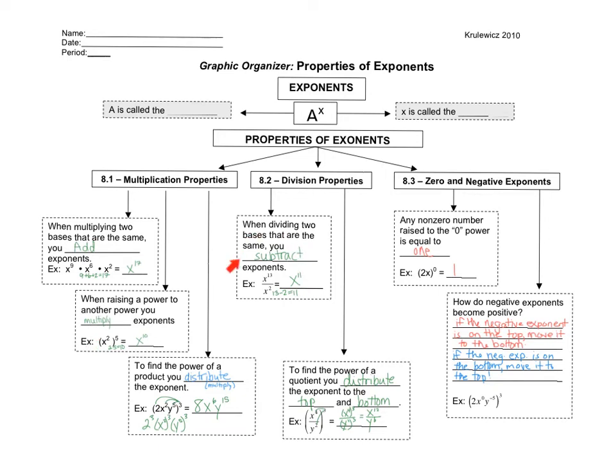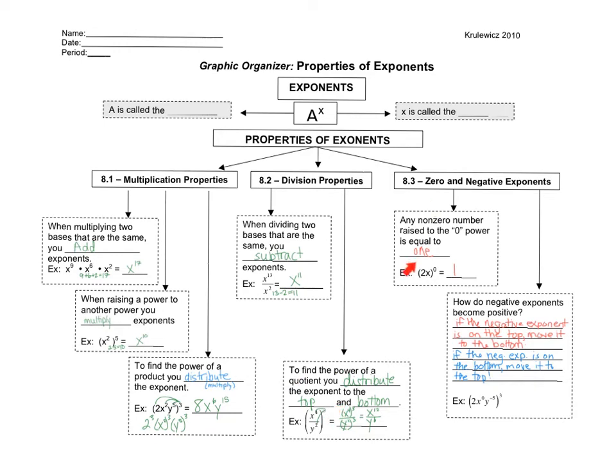Division properties, there are only 2 of them. Whenever you are dividing, you subtract the exponents. So 13 minus 2 is 11. And when you have a quotient, when you have a division inside parentheses taken to a power, you're still distributing that exponent. It just makes sure you're going to the top and to the bottom. So these two properties down here are very similar to each other.